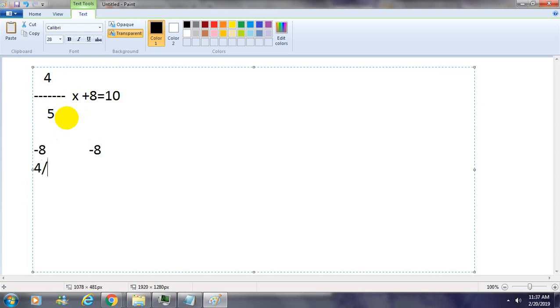And that gives you 4/5 times x equals 10 minus 8, which is 2. Right? So now we have 4 divided by 5 x equals 2. Okay, now do one thing at a time, right? So you have the 4 divided by 5 x equals 2. So the 4 is being multiplied. So we have to divide that thing by 4.